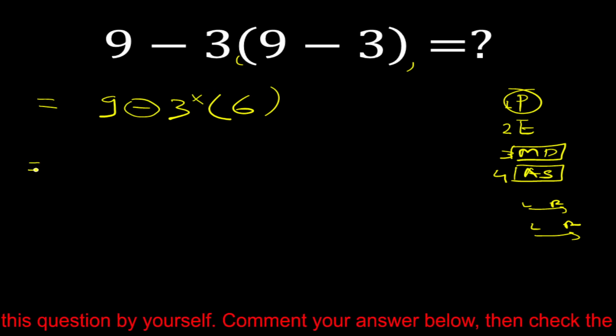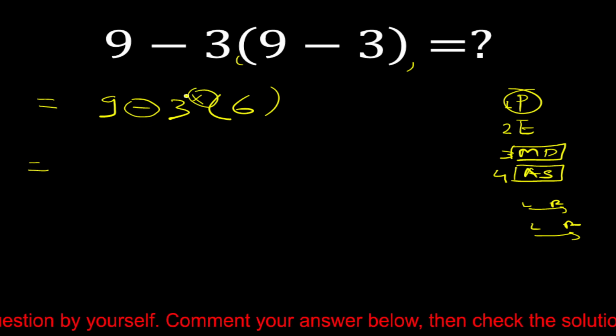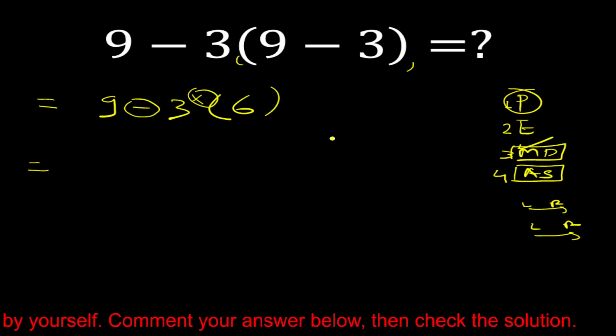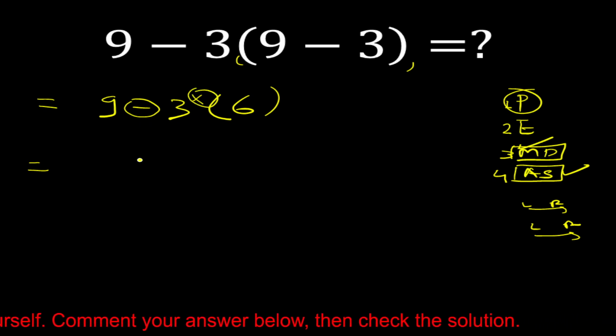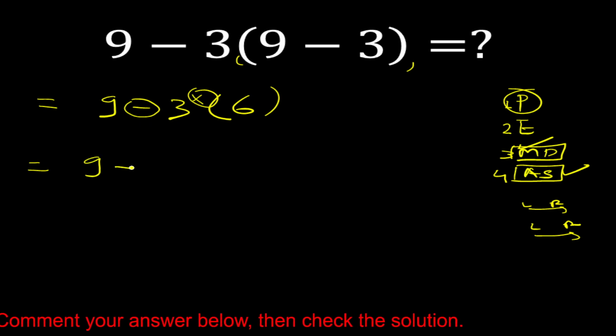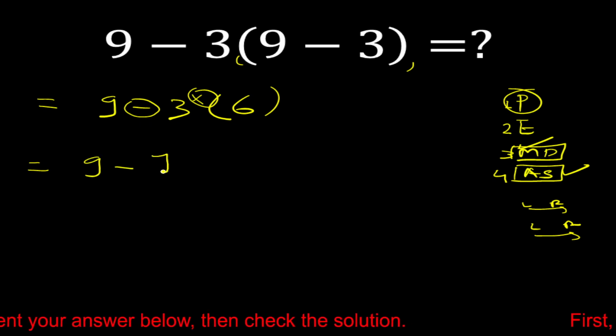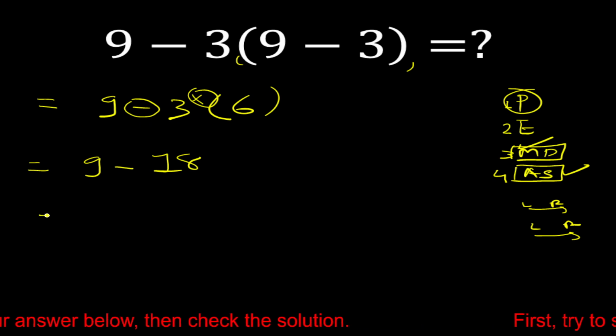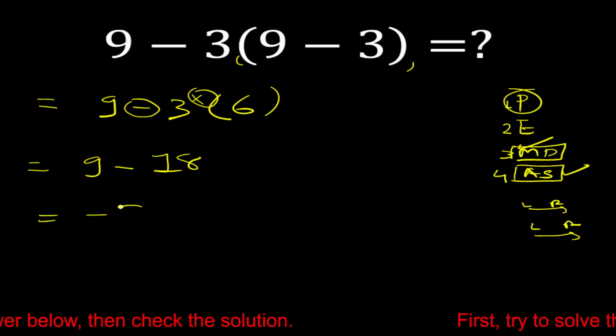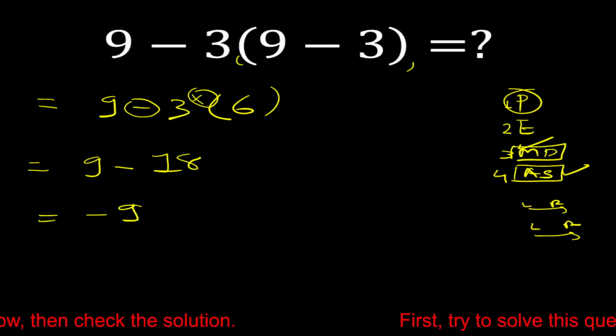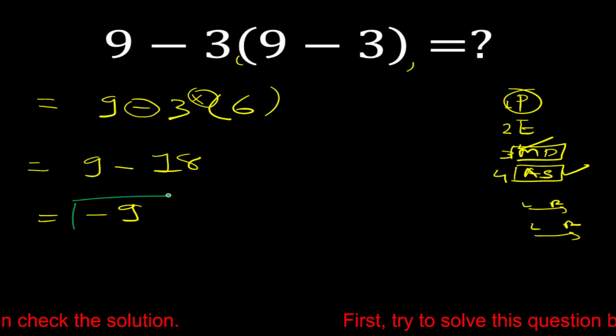Now here is a subtraction and here also is a multiplication. So first priority is multiplication according to the PEMDAS. Then we have to solve subtraction. So 9 minus, now 3 multiply 6 is equal to 18. So 9 minus 18 is equal to minus 9. So the correct answer is minus 9.